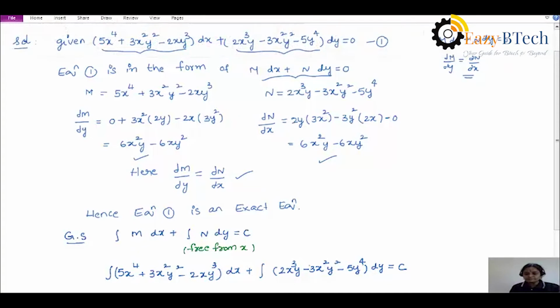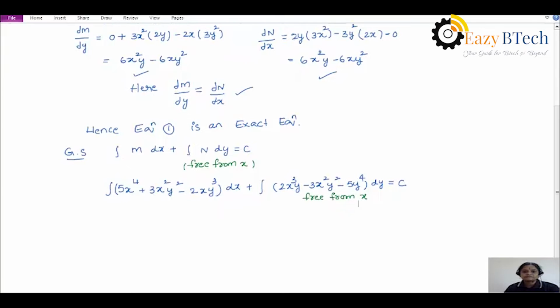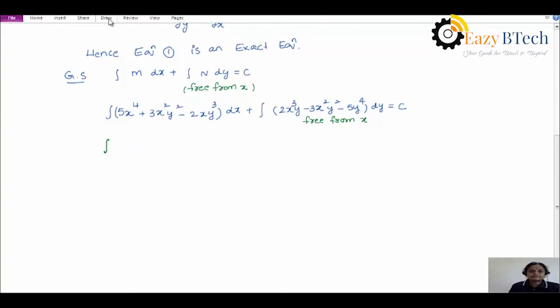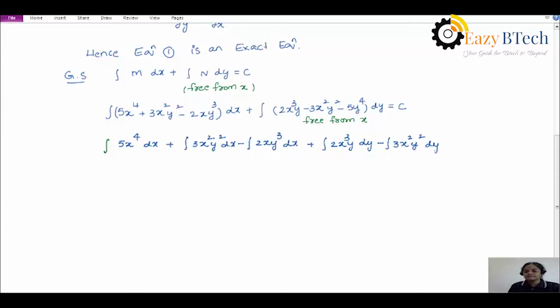And here the condition is that we take only the terms free from x. Now doing the integration with respect to x and with respect to y. Dividing the integration, students, makes it so easy for us: ∫5x⁴ dx + ∫3x²y² dx − ∫2xy³ dx, plus ∫2x³y dy − ∫3x²y² dy − ∫5y⁴ dy = c. So for the total y term here, it is free from x.